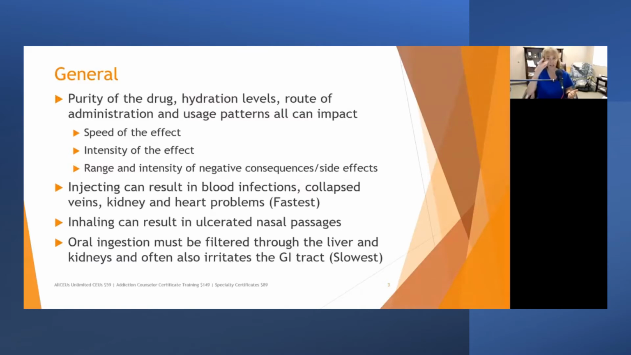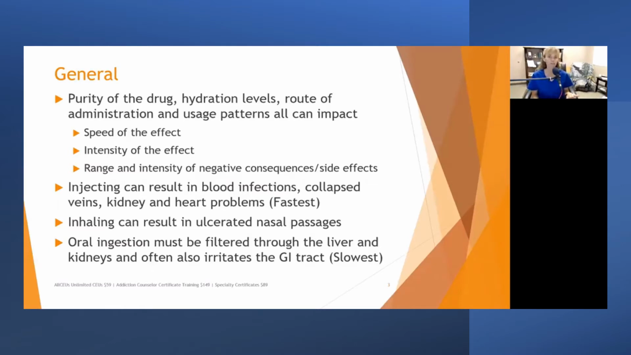So in general, the purity of the drug is going to impact the symptoms, the speed of the effect, the intensity, and the range and intensity of negative consequences and its effects. Because if you get something that is diluted down, obviously it's not going to be nearly as powerful as something that's pure. The hydration levels of the person. A lot of drugs are responsive to people's hydration levels. So if they're dehydrated, then they're going to get a more intense reaction than if they're not.